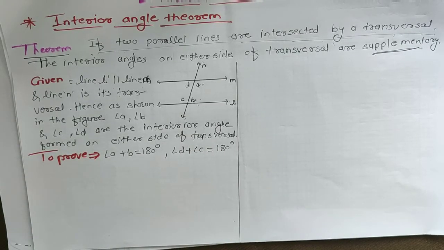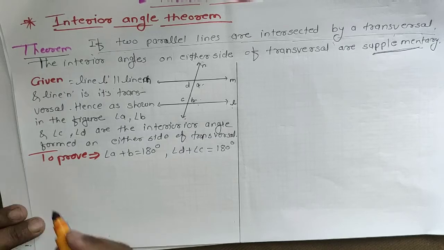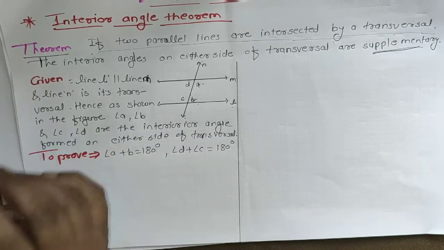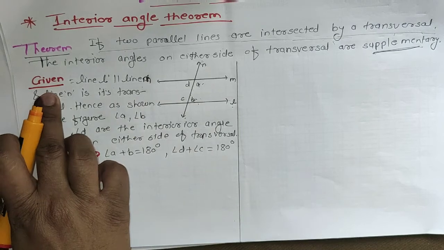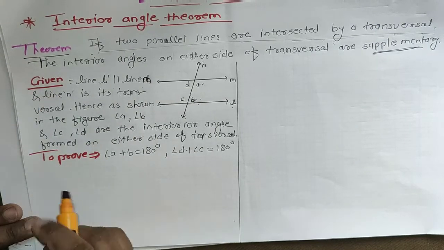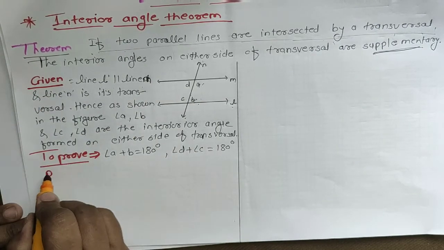Now we will see the proof of this theorem. These are the steps. Whenever you are writing the theorem, first draw the figure, then write the given, then the to prove, and then we have to write its construction.